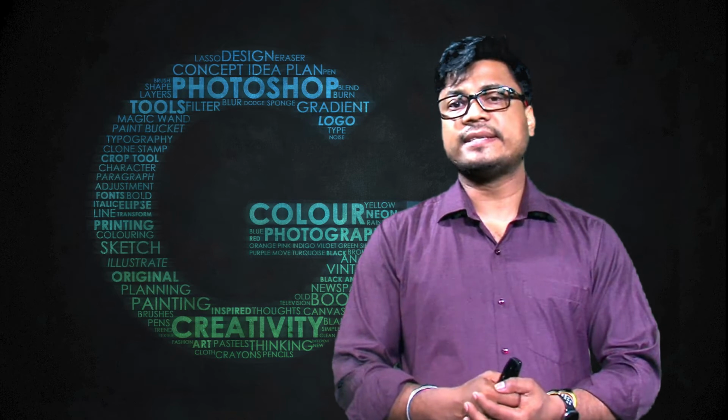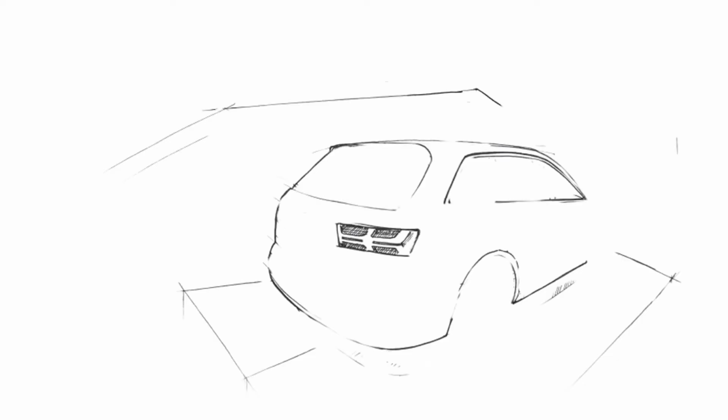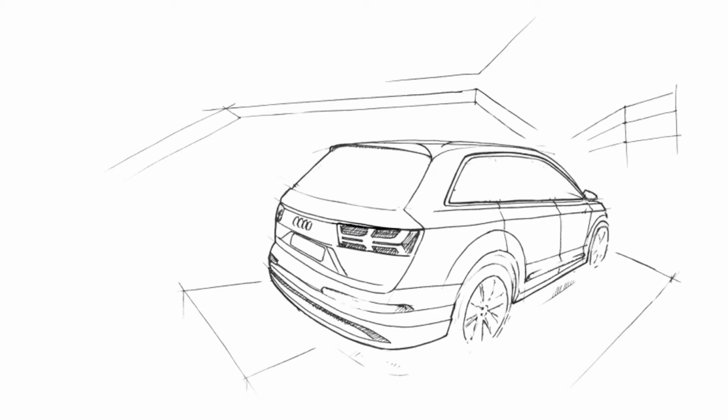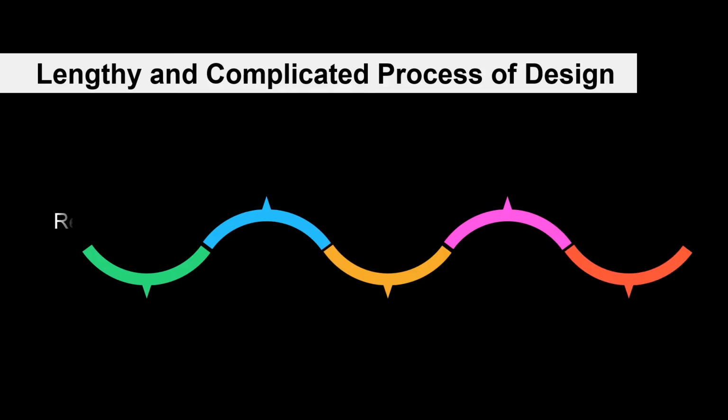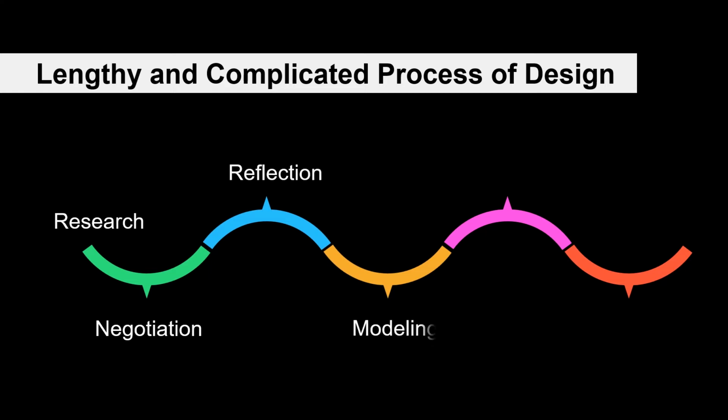A designer's sequence of activities is called a design process, possibly using design method. The process of creating a design can be brief, a quick sketch, or lengthy and complicated, involving considerable research, negotiation, reflection, modeling, iteration, adjustment, and redesign.